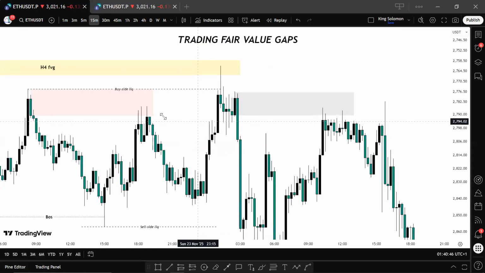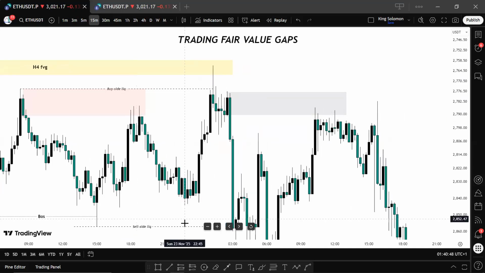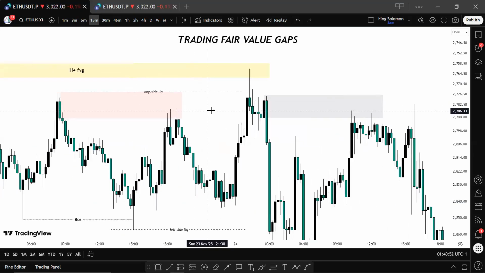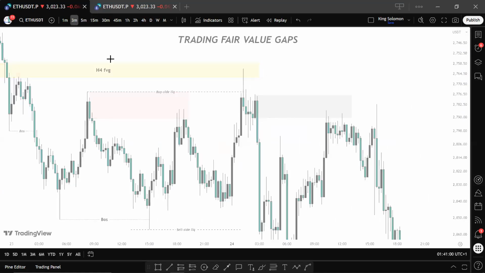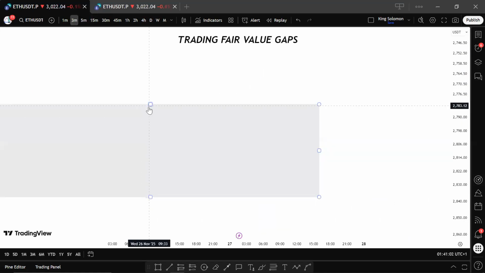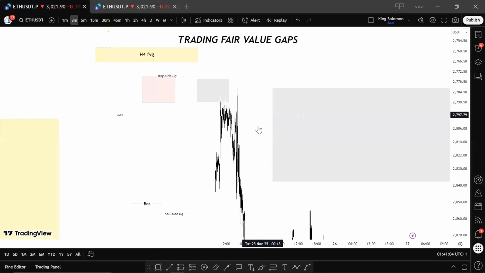And so price came close to their TP and did what? Reversed to take them out, and then came here to mitigate our own point of interest. So of course we want to go to the 3 minute time frame to see if we could have gotten a trade.